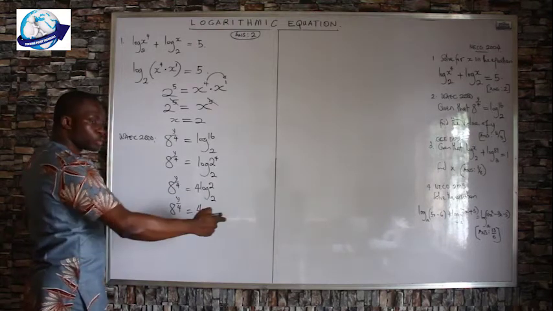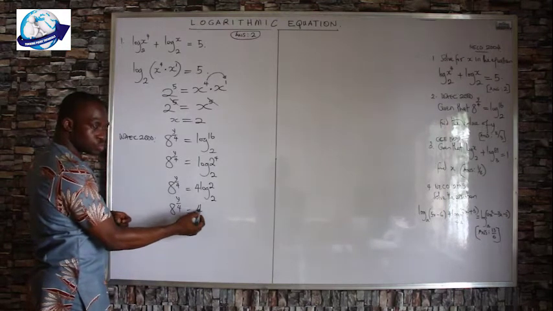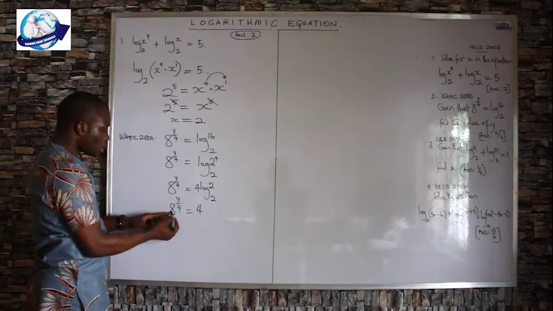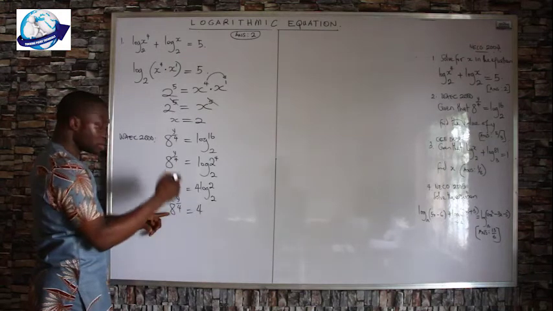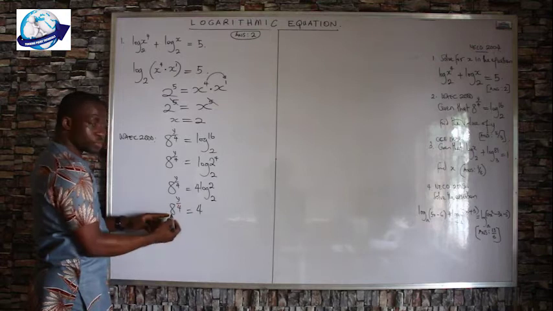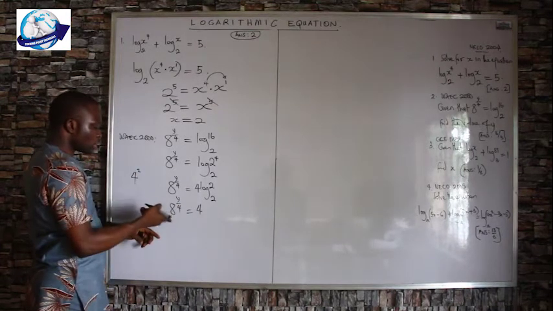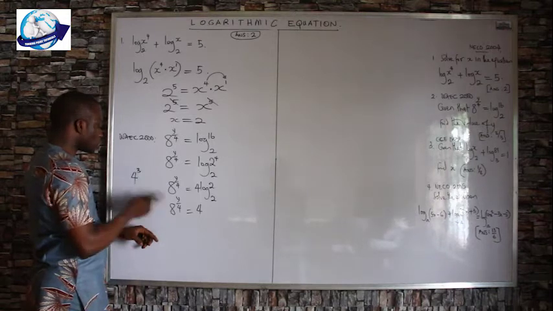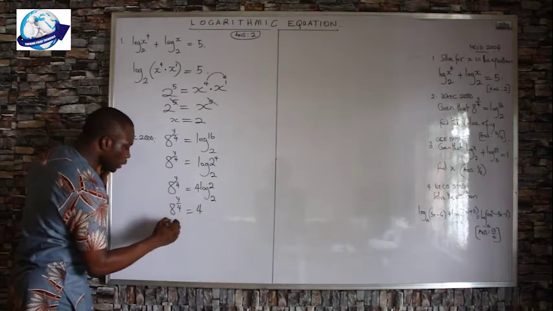Okay, and then you place both of them in index. 8 can be placed in index of 2, 4 can be placed in index of 2. You can't place 8 in index of base 4 raised to the power of anything. 4 raised to the power 2 cannot give you 8, and 4 raised to the power 3 cannot give you 8. So you have to break them down to give you the proper index.